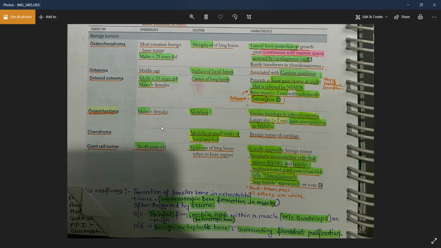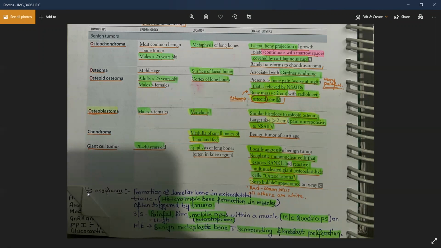Another condition that can mimic these tumors is myositis ossificans. If you remember the general pathology lectures, we discussed metaplasia, and in metaplasia we mentioned one example, which is myositis ossificans. As the name suggests, it is the ossification of the muscle.